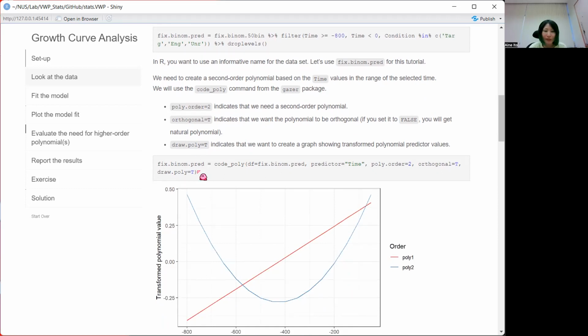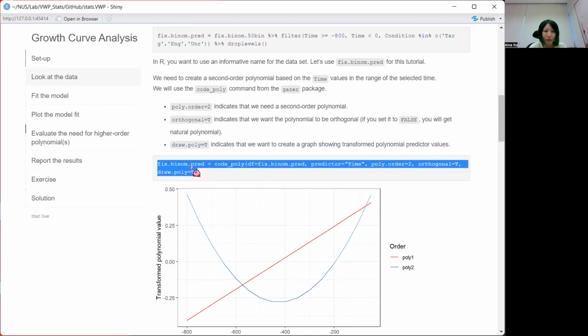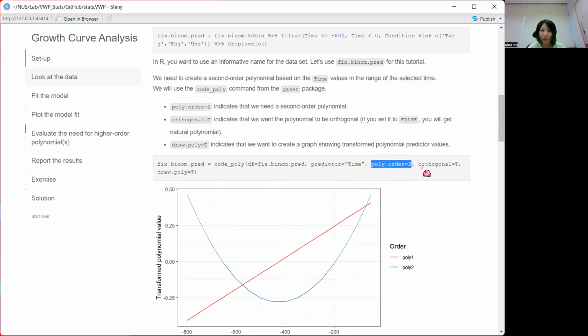So the code we want to run is here. We're taking the same data set and running the function called poly, and again, this is the same data set that we created in the previous step. We put time in the predictor because we use time to create the polynomials. And the poly order, if we set it to 2, indicates that we want linear and quadratic terms. So that's what I've written here.